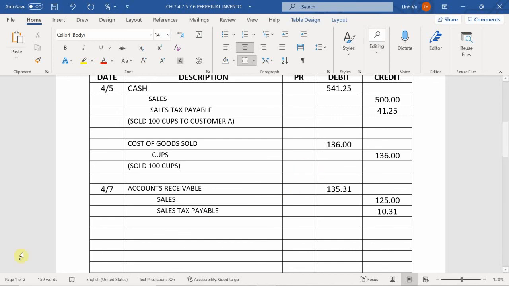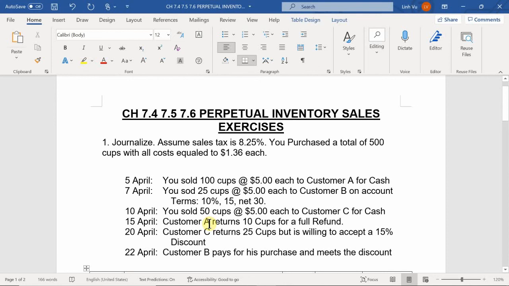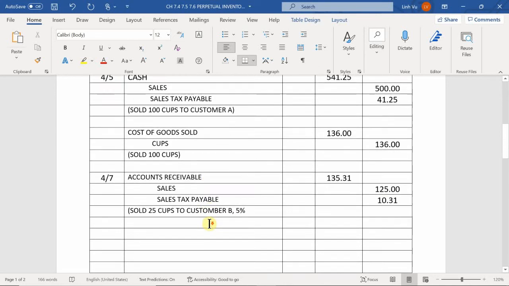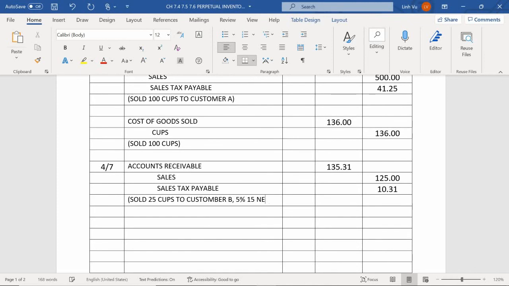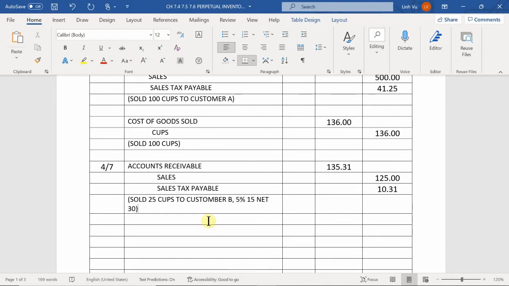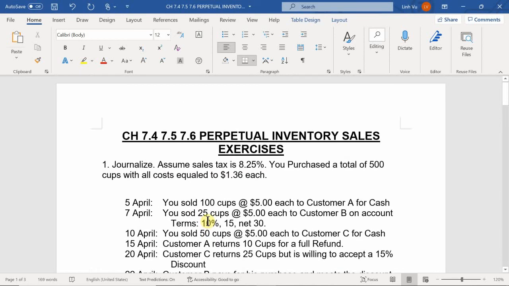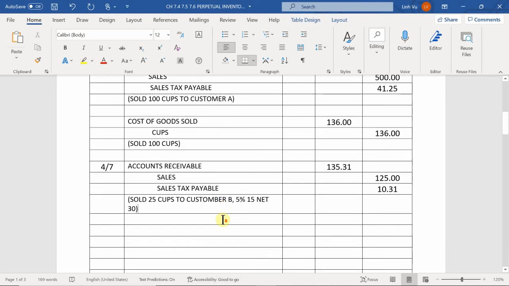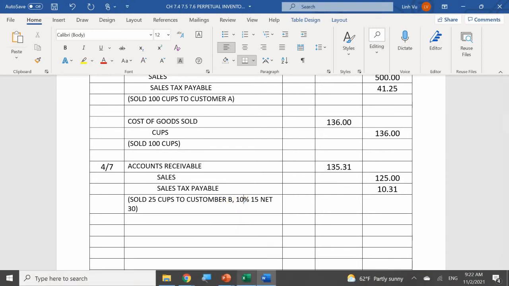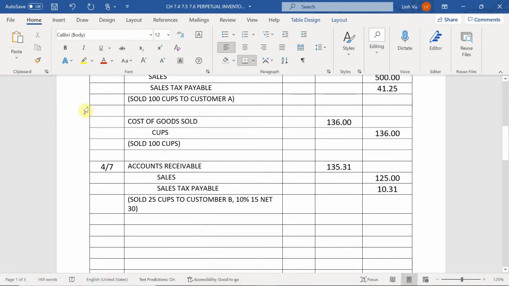Okay. And of course, I'm going to make a note here that you sold 25 cups to customer B. And because you gave them terms, my terms is 5% if he pays within 15 days or he pays the whole thing in 30. Terms is 10%, is it not? 10%, yeah, good, thank you. Right, we're going to give them a generous 10%. Okay?